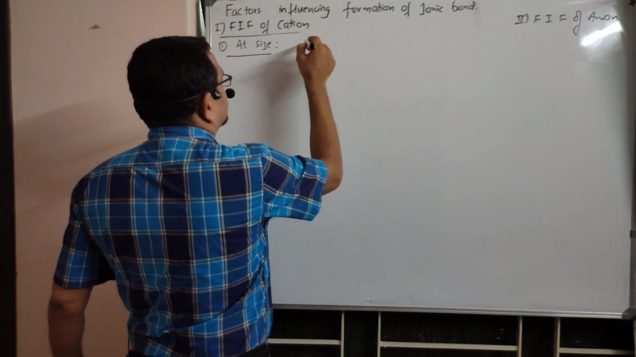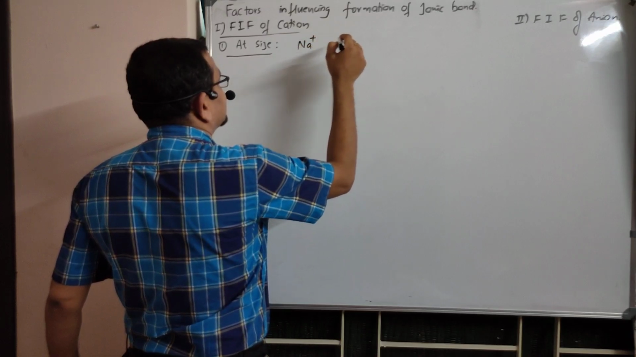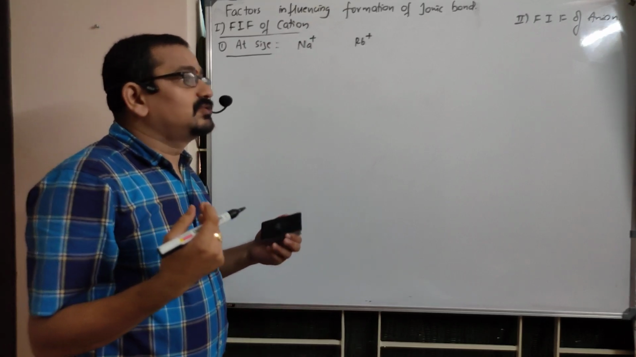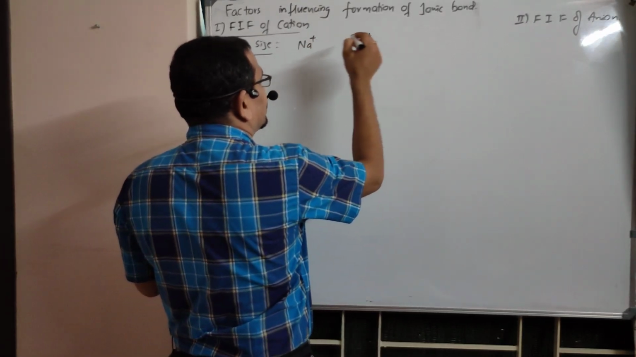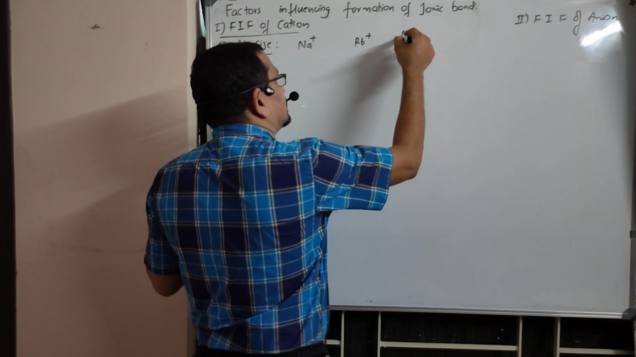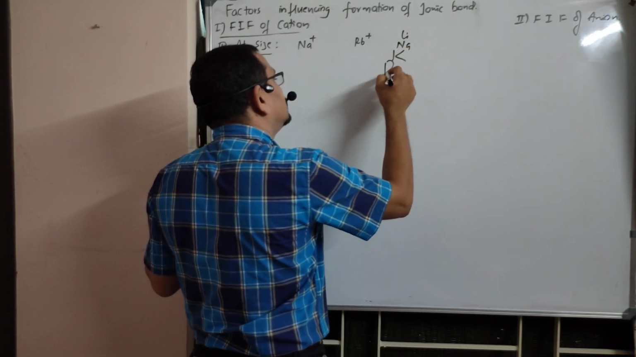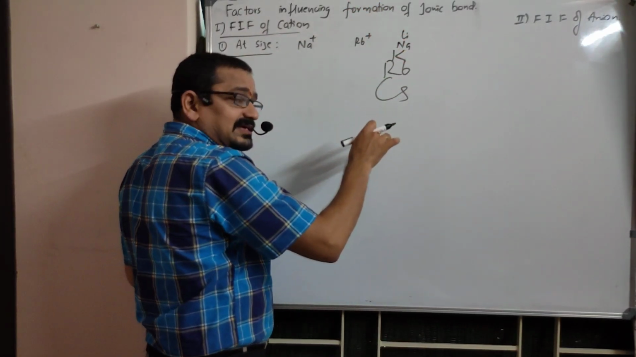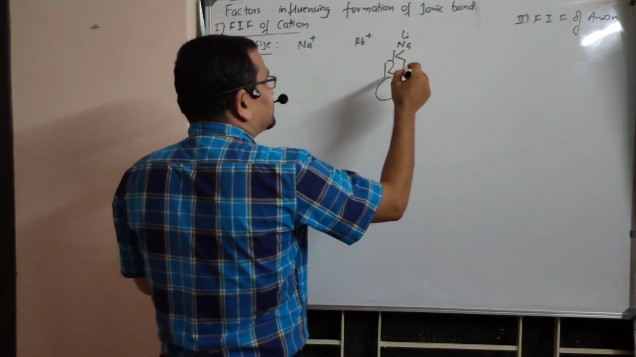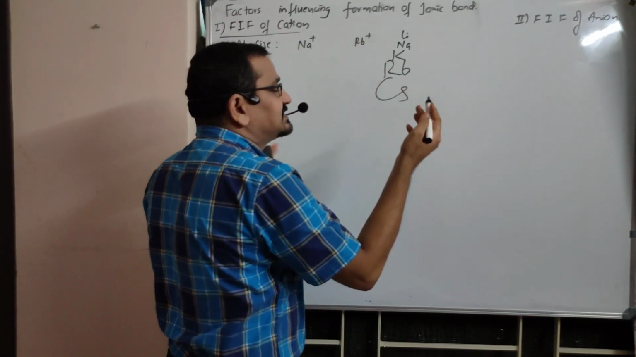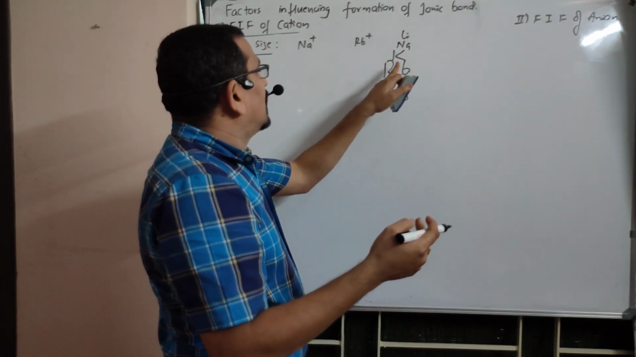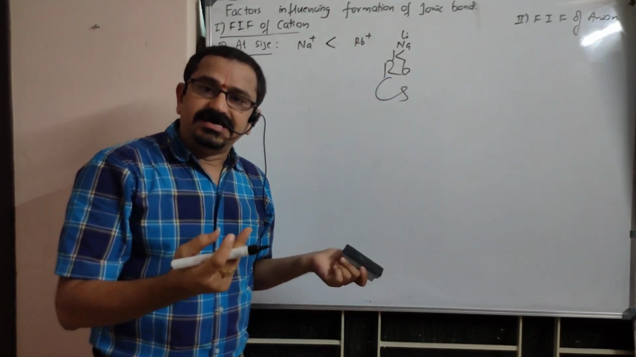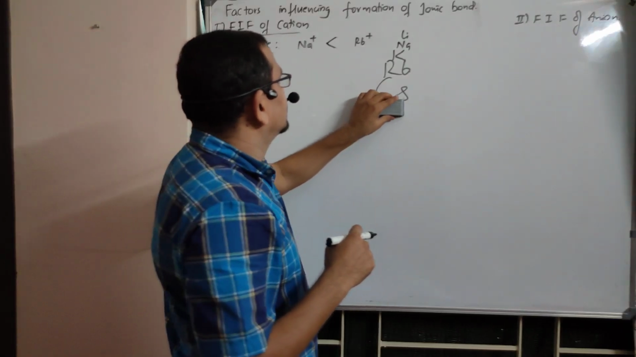Suppose you are asked, Na+ and Rb+, which cation can be readily formed? Sir, how to answer? First of all, you compare their atomic size. Lithium, sodium, potassium, rubidium, cesium. This is how the atomic size is varying, yes or no? So, the larger one can readily lose an electron. Larger the size, more is the ease of formation of cation. So, ease of formation of Rb+ is greater than Na+. This is how the first factor can be discussed.